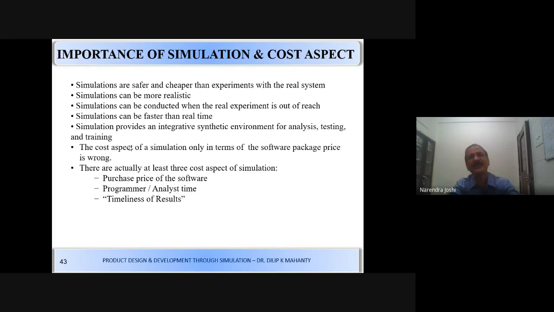So, for example, trajectory, payload issues, performance of these things. We can actually do simulation. It is faster than real-time. It provides an integrative synthetic environment for analysis, testing, and training.